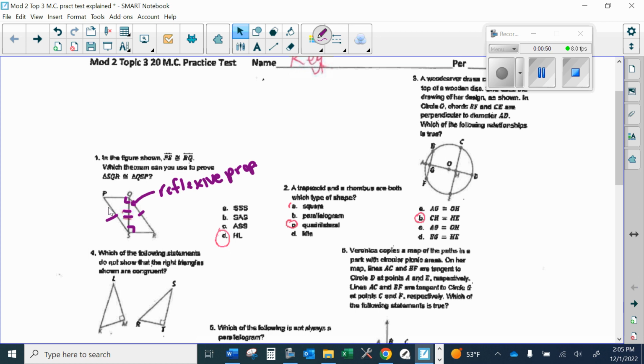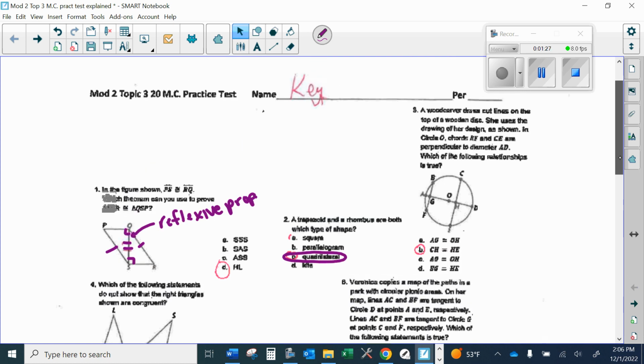Number 2, a trapezoid and a rhombus are both what type of shape? So I look at a trapezoid and a rhombus. What do they only fall underneath? A quadrilateral. Okay, you get your trapezoid up here and your rhombus down here. The only thing that they connect up to is the quadrilateral at the top of the hierarchy. Okay, goes up to kite here and then quadrilateral, but trapezoid just goes right up to quadrilateral. All right, next.